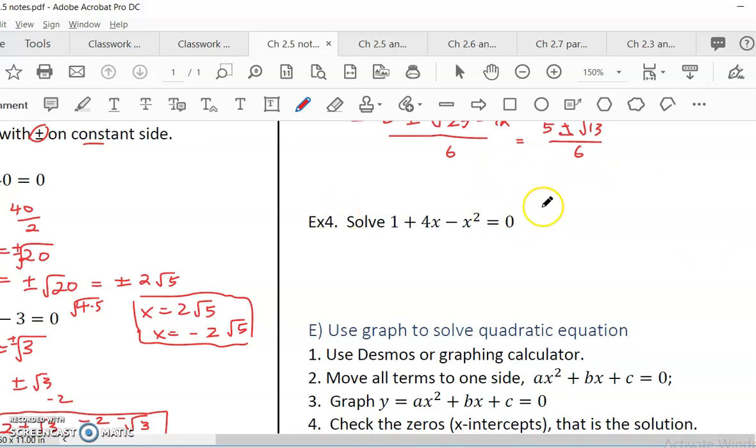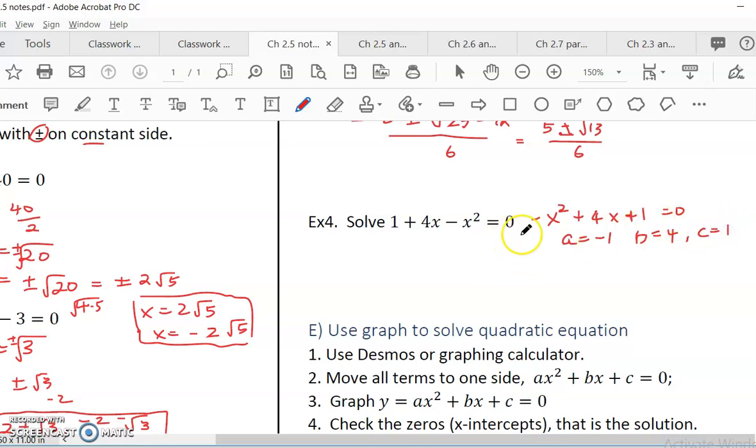Okay, one more. But this is not in the form of a, because my x squared is all mixed up, so I need to rewrite it: negative x squared plus 4x plus 1 equal to 0. Some people do not like a to be negative. You can multiply the whole thing by negative 1 to change it, or you can just use it the way it is. So a is negative 1, b is 4, and c is 1.